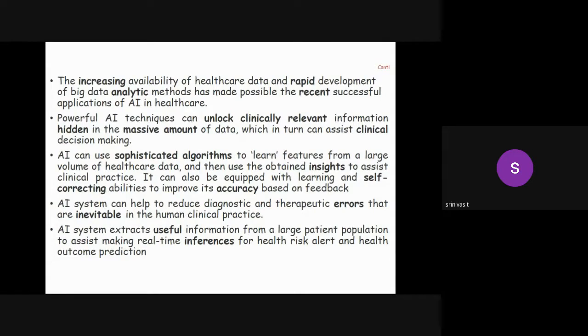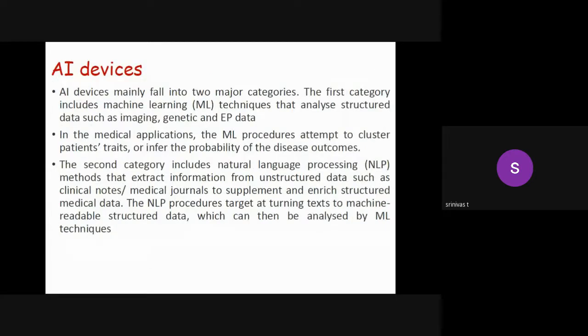Next slide, please. Dr. Punna, let us see what the AI devices are. They are powerful devices too. AI devices mainly fall into two major categories. The first category includes machine learning techniques that analyze structured data such as imaging, genetic, and EP data. In medical applications, ML procedures attempt to cluster patient types or infer the probability of disease outcomes. The second category includes NLP.